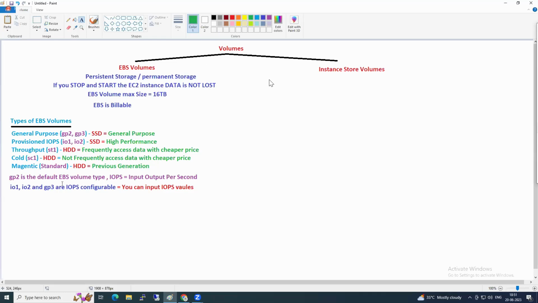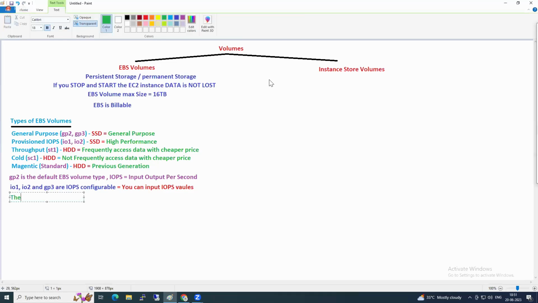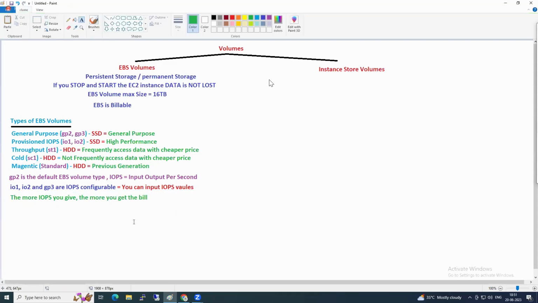And by the way, the more IOPS you give, the more you get billed. The more you drive your car fast, the more petrol it consumes. The same way here: if you need super high performance, you can give 40,000 or 80,000 IOPS and you will get super high performance, but compared to that, you will get the bill also.